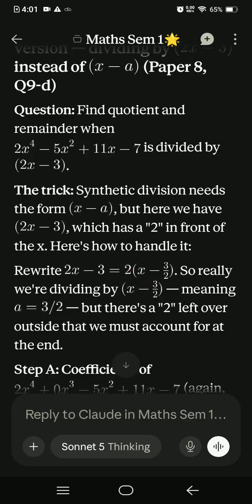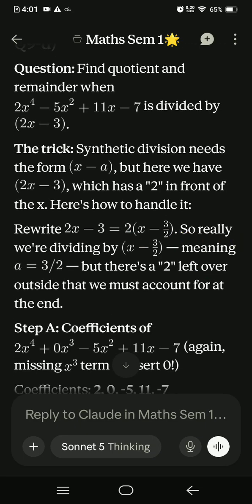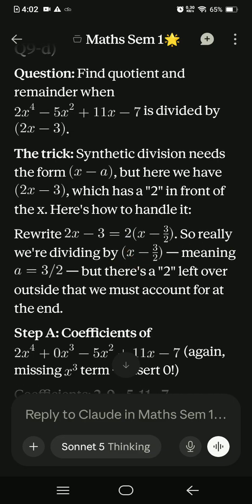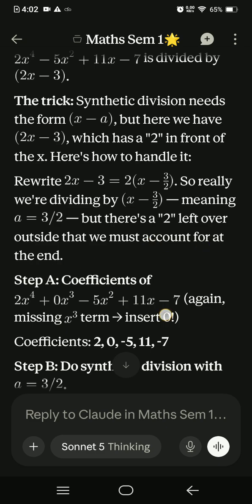Divide by 2 and multiply by 2 both. So really we are dividing by this, meaning, are we not going to divide by 2 again? Wait, so they divided the whole thing by 2, then multiplied it by 2 outside. So really we're dividing with this and 2 also, meaning a equals 3 upon 2, but there's a 2 left over outside that we must account for at the end. Okay, so fine.